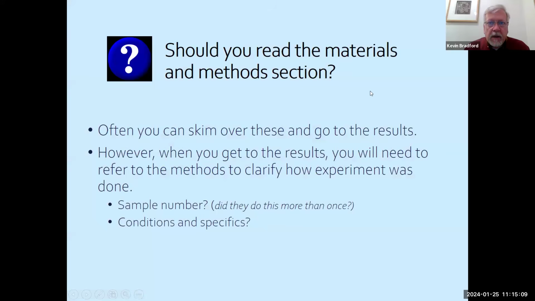We'll move right along. So the question is, should you even read the materials and methods section on the first parsing? Well, yes and no. It's what you're comfortable with. Often you can skim over the materials and methods and go right to the results or the conclusions, like some of our faculty here have told me that's how they do it. Pick out the conclusion, go right to the graphs and charts, go right to the text part of the conclusion. However, when you get to these results, you'll need to refer to the methods to clarify how the experiment was actually done. So you can get those sample numbers, the conditions, and specifics of the study that you need to take a look at.